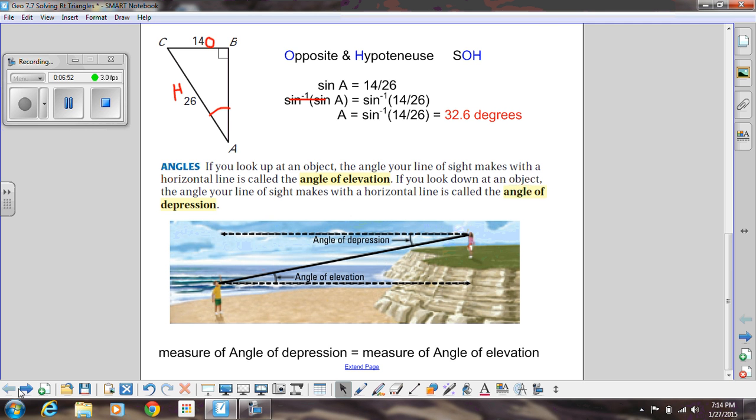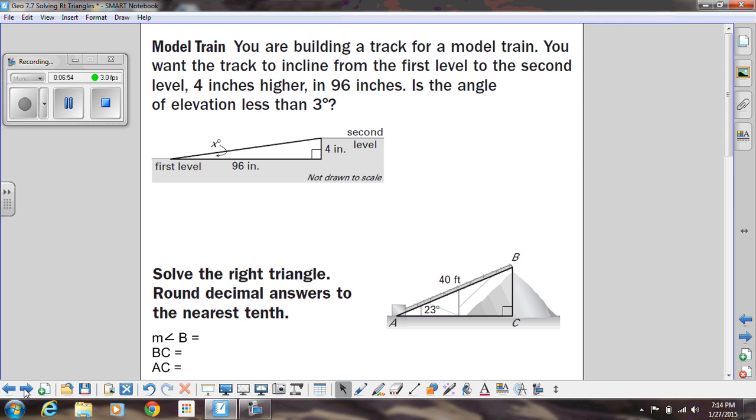All right, so let's do an example with angle of elevation. We're building a track for a model train, and we want the track to incline, so that we're building like a ramp almost. And it's going to go from the first level to the second level, and that's 4 inches higher than the first level. And we want this to happen in a span of 96 inches. And they want to know, is this angle of elevation less than 3? So here they're pointing to that. This is the angle of elevation right here.